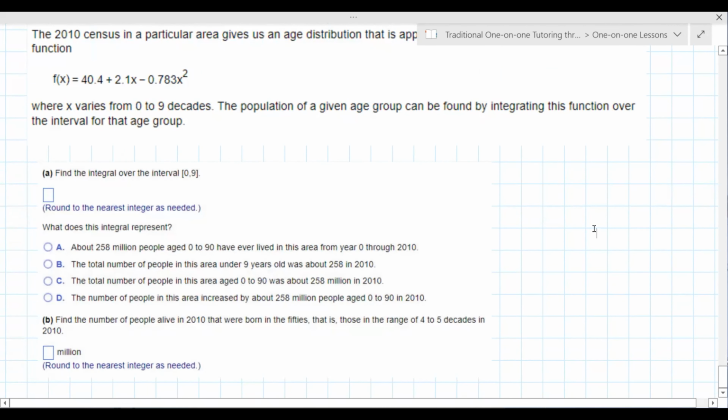But for us, all we care about is we're finding the integral over the interval 0 to 9. So you're literally just integrating 40.4 plus 2.1x minus 0.783x squared dx from 0 to 9. Okay.